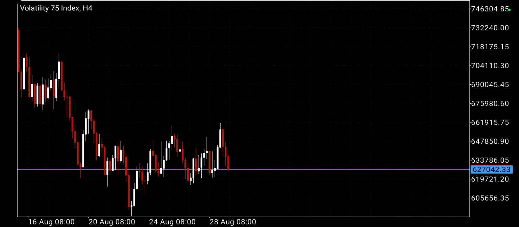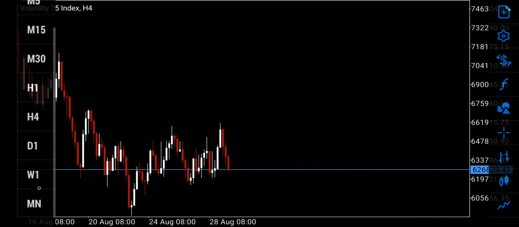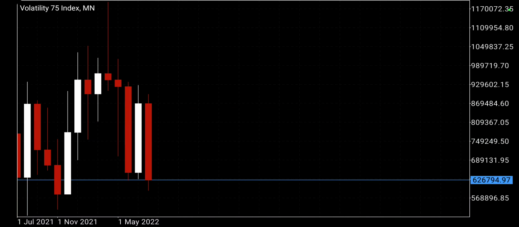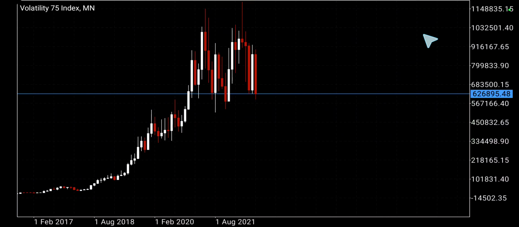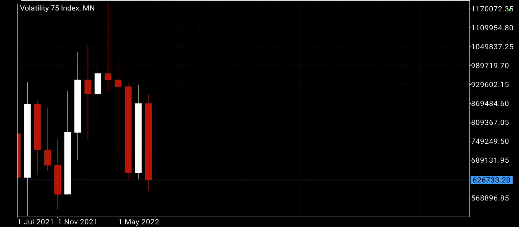So let's get started. So this is our second chart. We always start with the highest time frame just so that we have a bigger picture, to see what's happening on the bigger picture, so that we don't go against that.